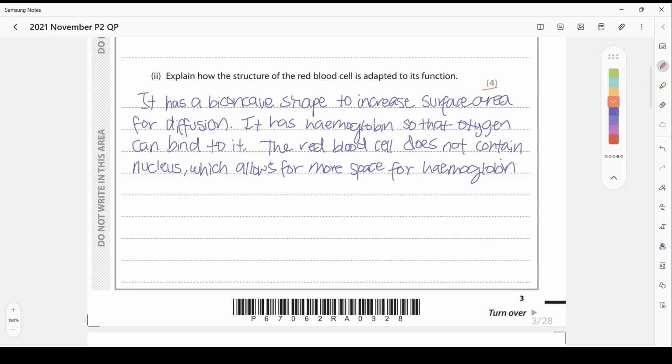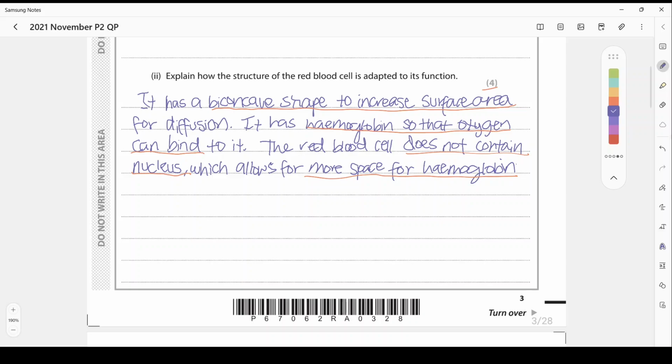So 1 is biconcave shape to increase surface area. Another mark is hemoglobin, so that oxygen can bind to it or can transport it. And then does not contain a nucleus, so that you have more space for hemoglobin. So that's actually 3 marks there. Another thing you can also say is that the red blood cells themselves are very flexible and it allows for them to go through the capillaries. That's one thing you can also say.